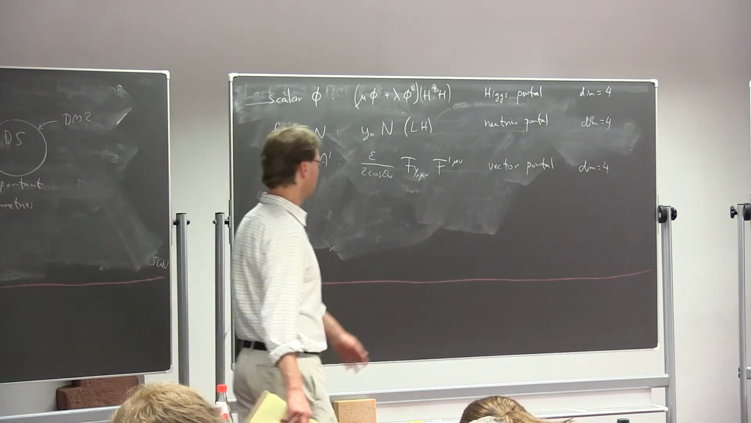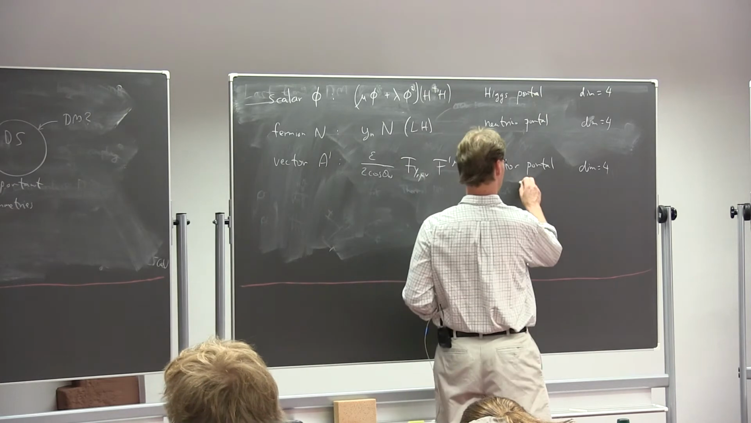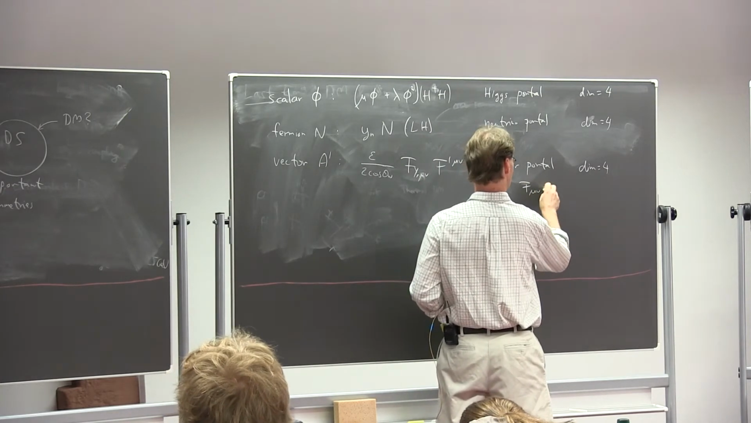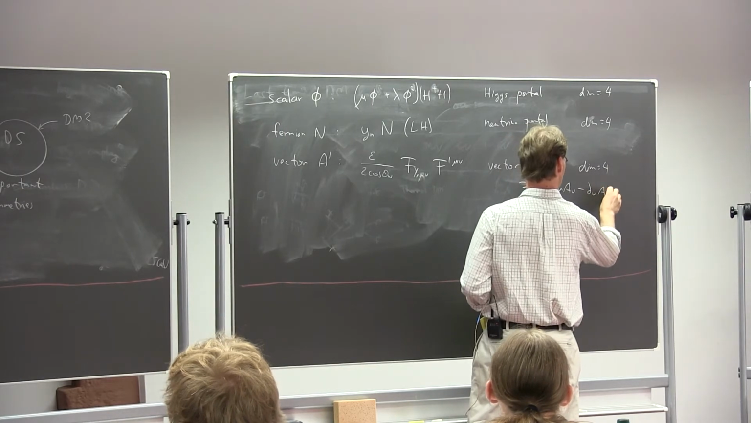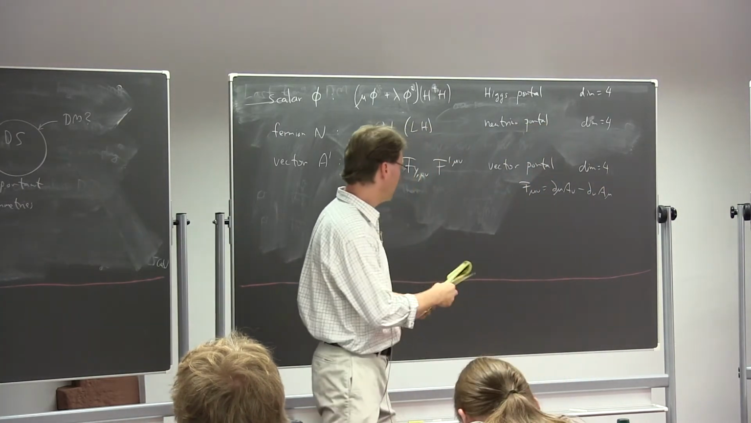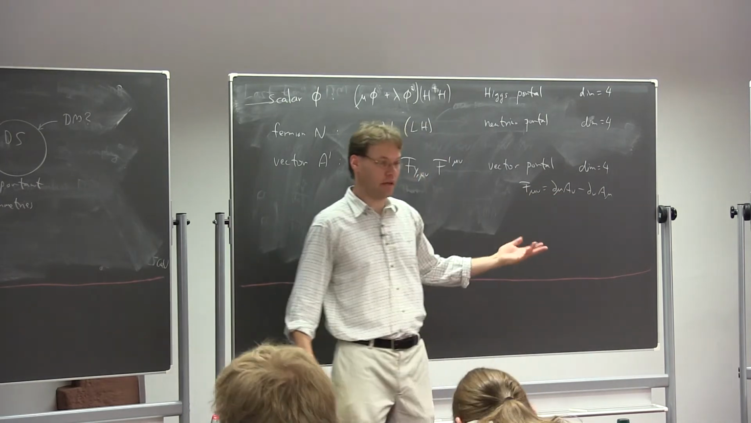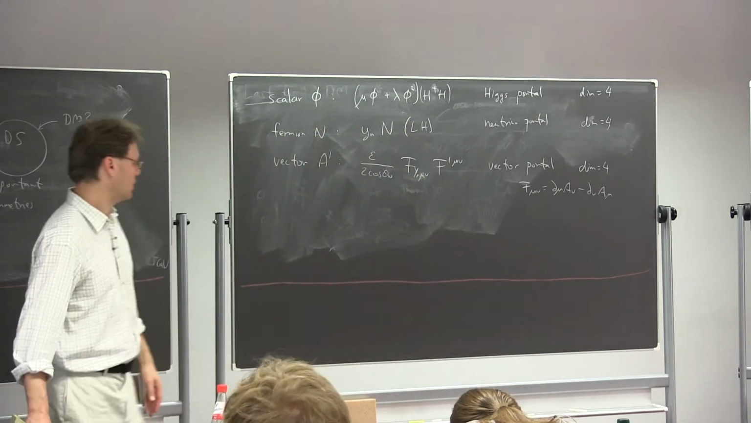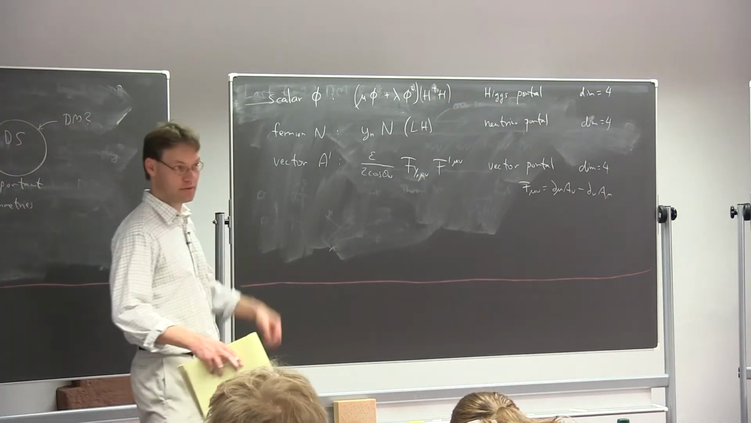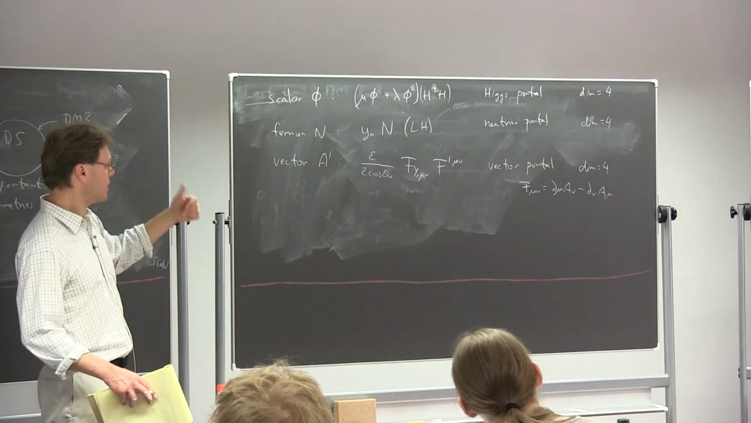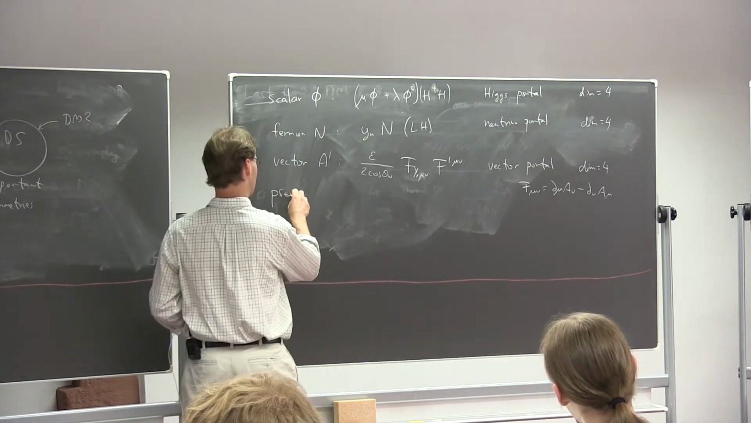Kinetic mixing because the field strengths in here, F mu nu, generically for some gauge field A, F mu nu will look like this, and that contains the kinetic energy terms. So often this is called kinetic mixing. So you're mixing the kinetic energy terms of the two U(1) fields, some dark U(1), which is in some hidden sector, and the hypercharge.